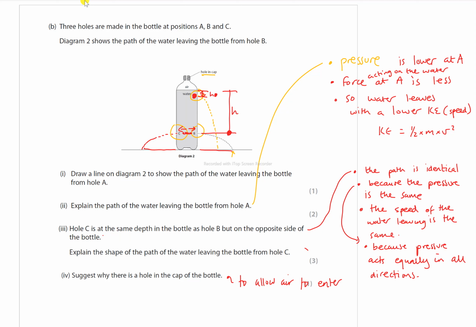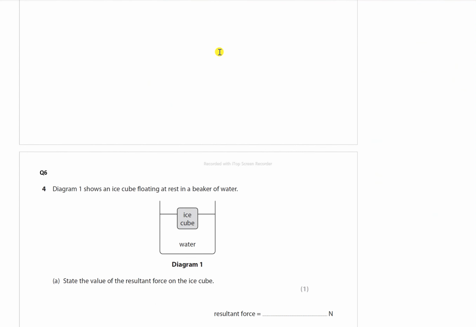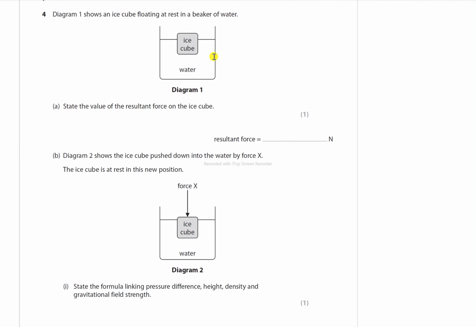Otherwise, what would happen is no water would come out, because the pressure there and there needs to be the same. As soon as a little bit of water has come out, the pressure inside the bottle would be less, so this could not come out because higher pressure would be holding it in, unless the bottle collapses for some weird reason. Anyway, let's move on. Right, next question.